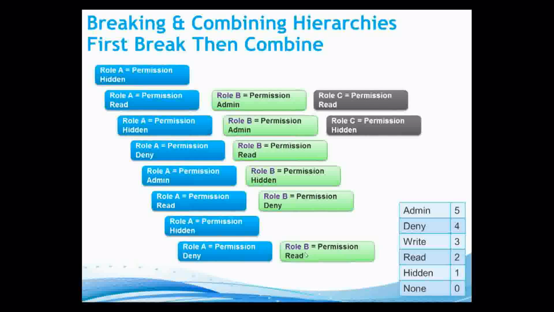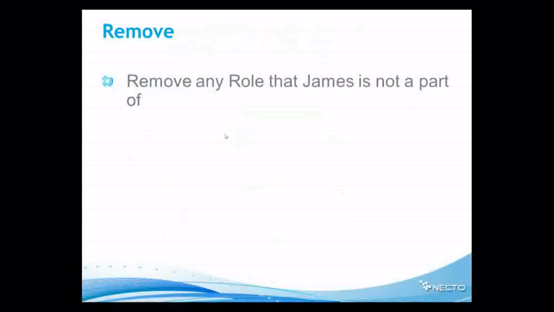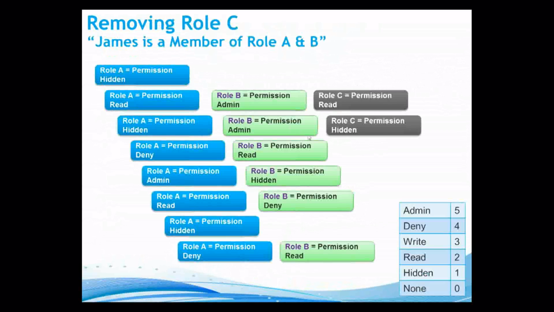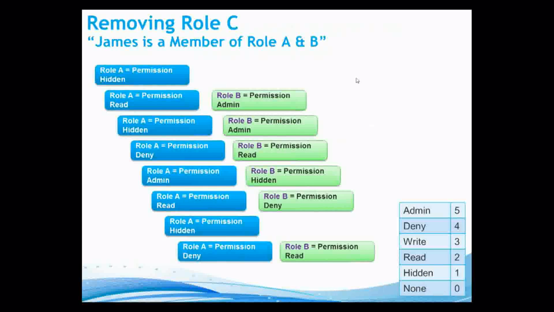Okay? So first of all, we have a role A, a role B, and then it has a lot of other roles above, all the way up to the parent folder. Now, role C is a different role that has different permissions, but it's not connected to James. So first of all, we will remove any role that James is not part of. So we will remove role C. We are not interested in role C.